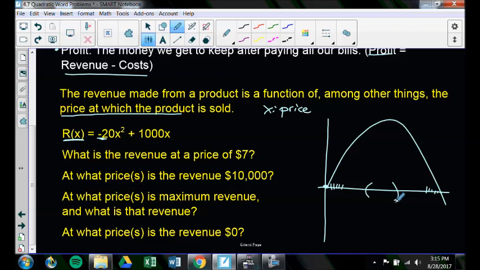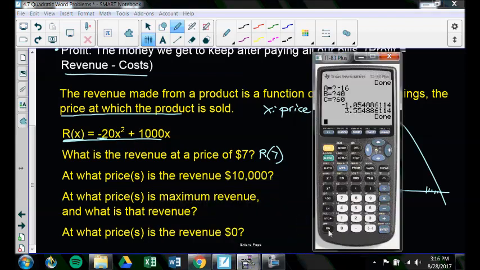So that's why this is a downward-facing quadratic. It can be so expensive that we make a lot per every item sold, but don't sell any, or so cheap that we don't make much money whenever we sell one, but we sell a lot. And there's this ideal point in between, and we can find that ideal point with math. So first we're asked, what is the revenue at a price of $7? I'm just going to do R of 7. Plug a 7 in for x.